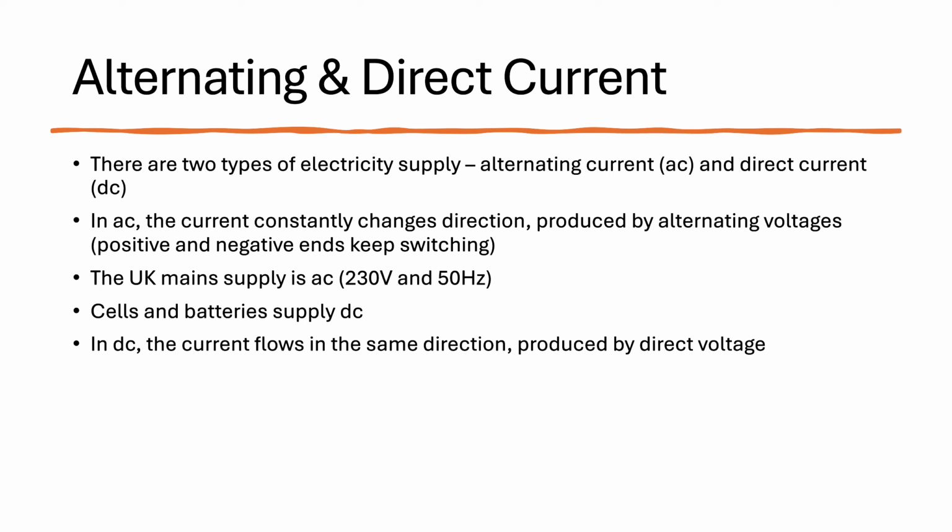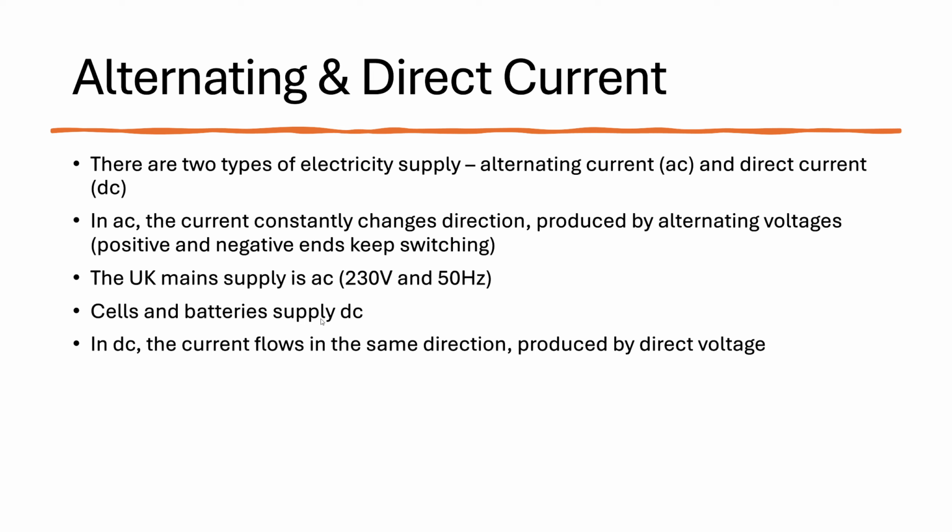You've got AC and DC. Now, AC is what the UK main supply is. So, the electricity that comes through your plug sockets and wires and stuff like that. The important part about it is that the current keeps changing direction. And this is produced by what we call alternating voltage. Basically, the positive and negative ends will keep on switching and alternating. Really important, the UK main supply is 230 volts and has a frequency of 50 hertz.